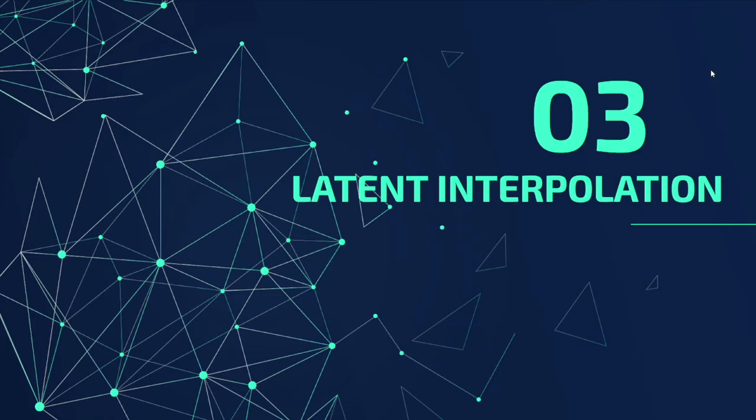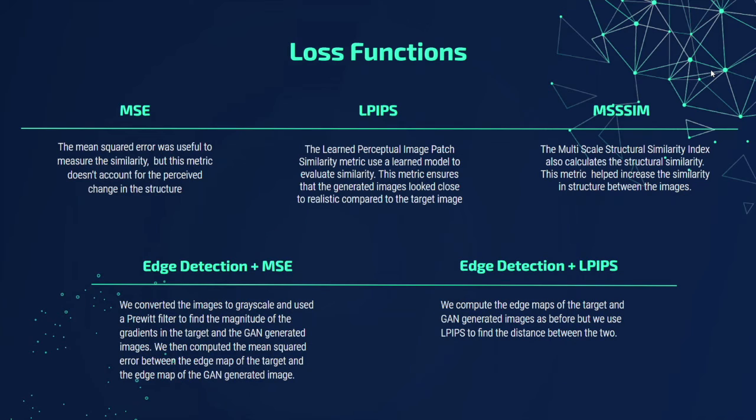The next step is latent interpolation. In order to generate images similar to human faces, we attempt to optimize the latent Z vectors. We implement different loss functions to train the output of the GAN. MSE was useful to measure the similarity, but this metric doesn't account for the perceived change in the structure.